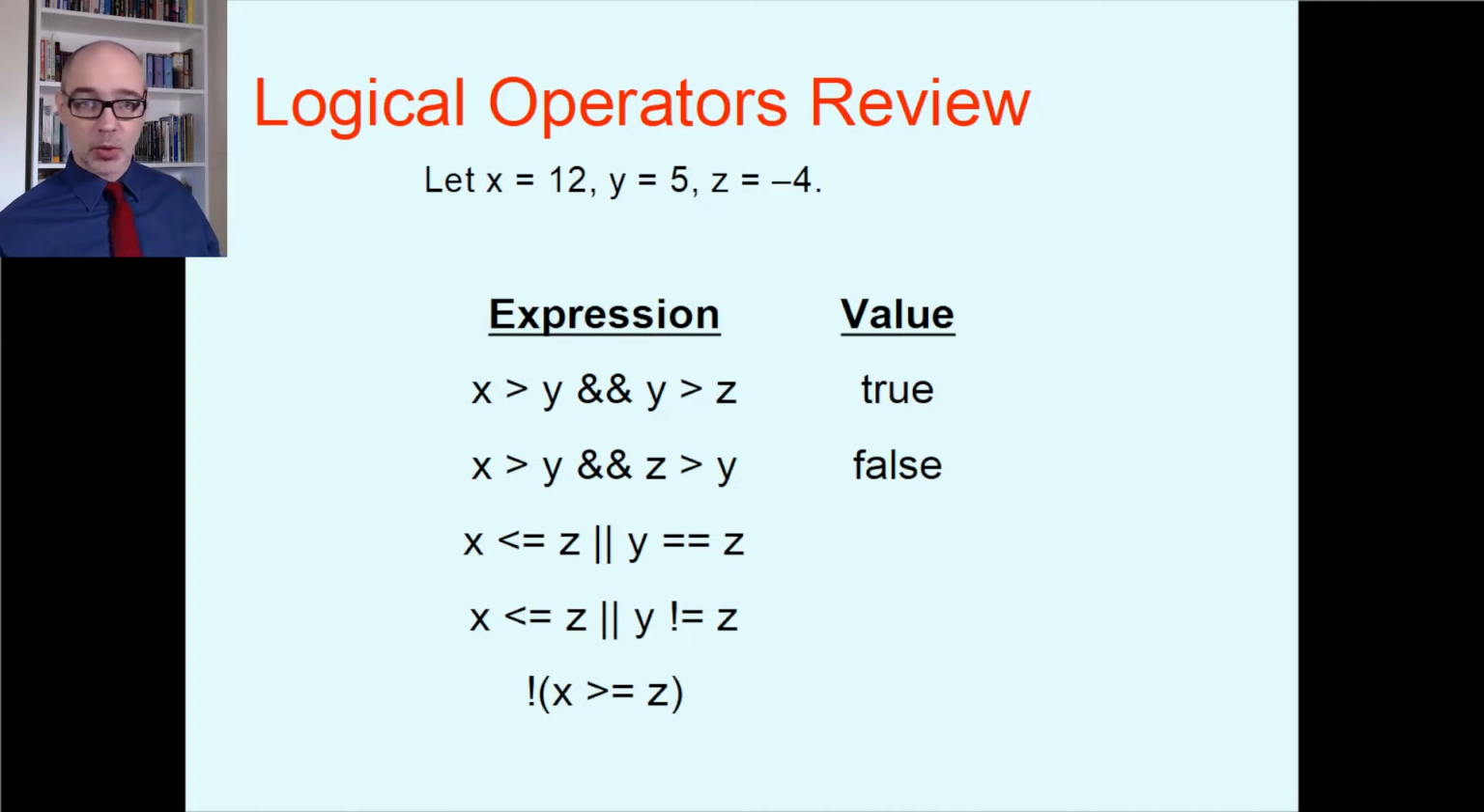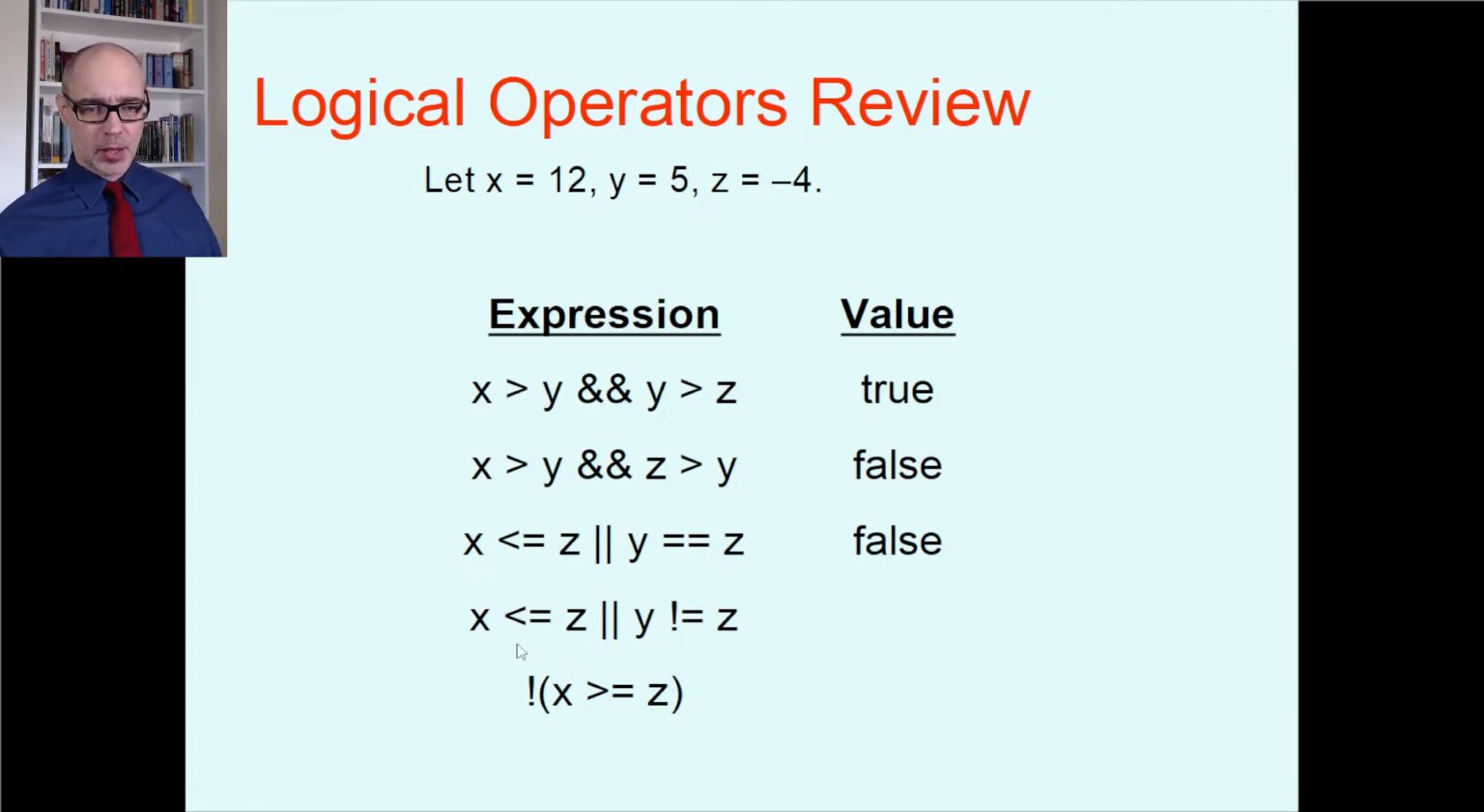Okay, now the next 2 are ors, right? With ors, you only need at least one to be true. So in the third one, the expression on the left is 12 lesser than or equal to -4. Well, that's false. And the expression on the right is y equal to z. Is 5 the same as -4? That's also false. So I'm looking at false or false. And of course, the whole point to or is you need at least one to be true. We do not have that. So this comes back as false.